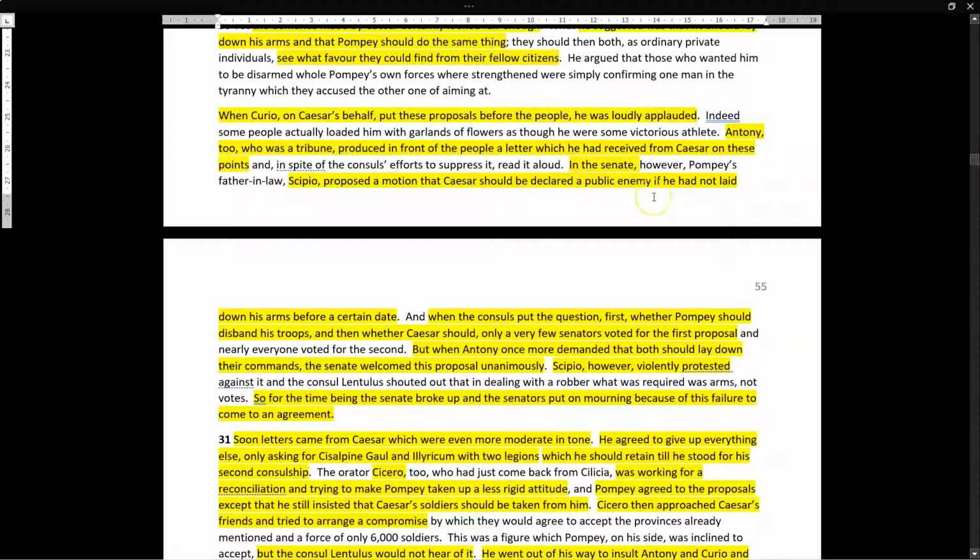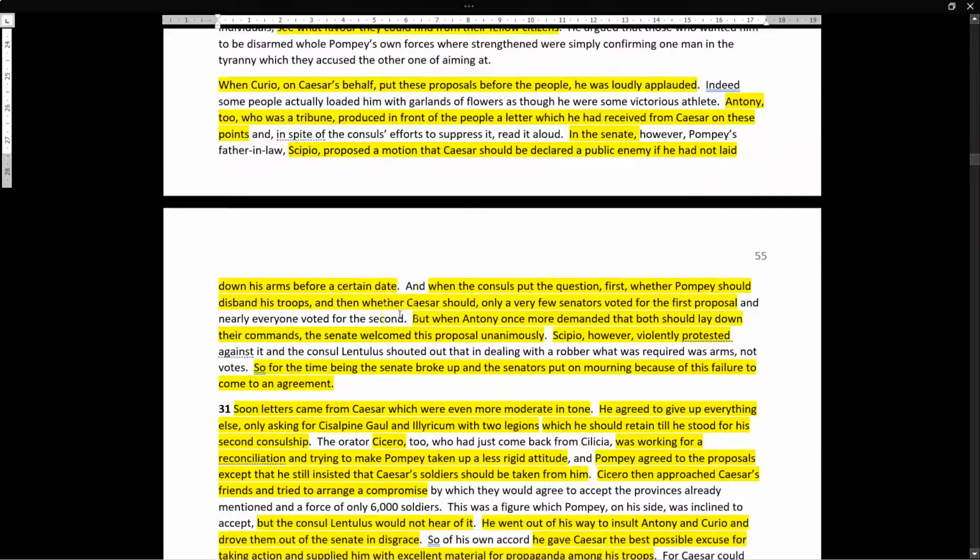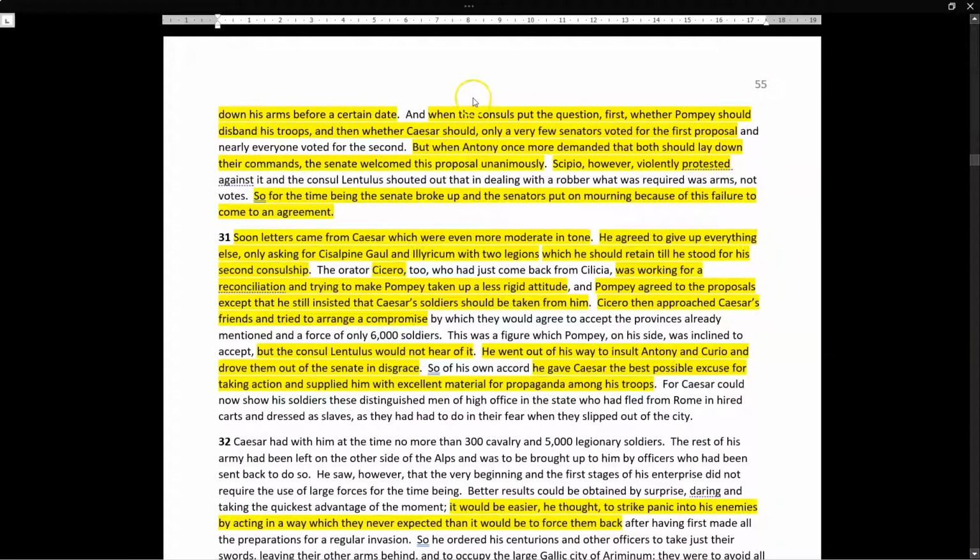In the Senate, Scipio proposed a motion that Caesar should be declared a public enemy. So this is like a step up of what Suetonius was talking about, if he had not laid down his arms before a certain date. So it does seem to be escalating.